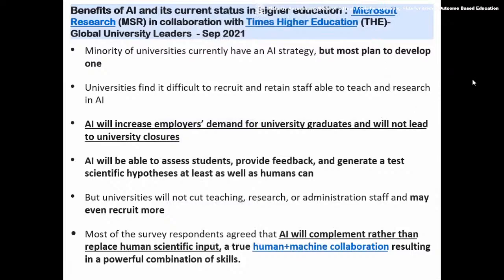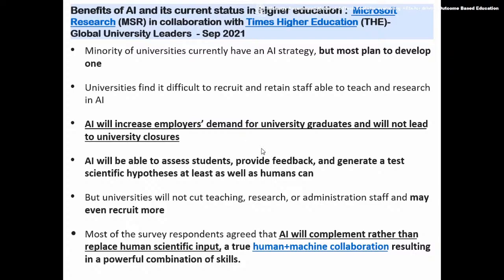There was research done by Microsoft Research in collaboration with the Times Higher Education Division to see the benefits of AI and its current status in higher education. What was seen is as follows. A minority of universities currently have an AI strategy, but most plan to develop one. Universities find it difficult to recruit and retain staff able to teach and research in AI.